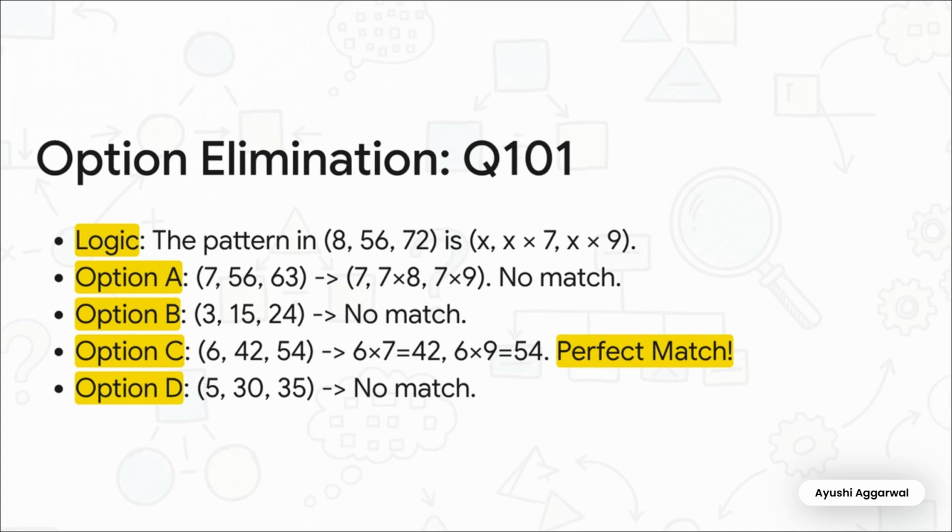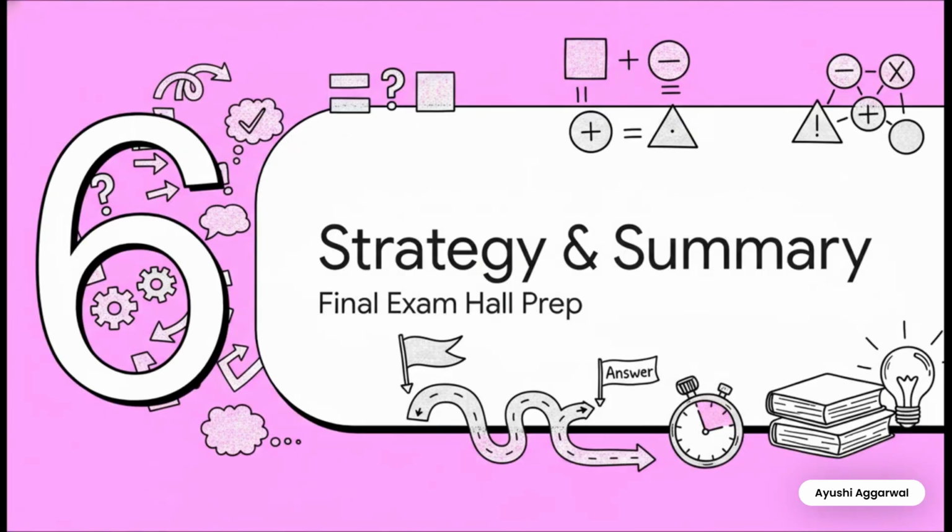Option A doesn't match, option B doesn't fit either. But look at option C, 6, 42, 54. Here, 6 times 7 is 42, and 6 times 9 is 54. That's a perfect match. So our answer is option C. Congratulations, you've learned all the important patterns. In this final section, we'll talk about the strategy that will help you solve these questions quickly and without making mistakes in the exam hall.